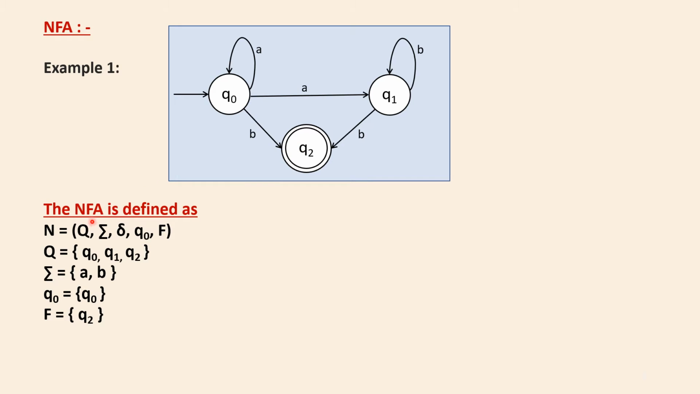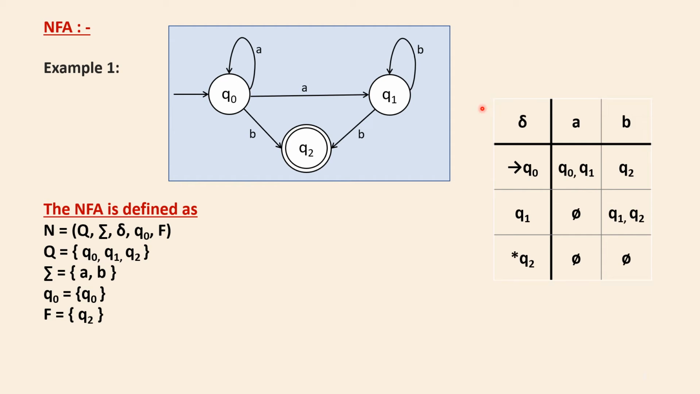This is the mathematical representation. We have Q showing all the states, that is Q naught, Q1 and Q2. The input alphabets or the symbols are A, B, and Q naught is the start state and Q2 is the final state. Here we have the transition table for the diagram, where in the first column I have all the states, that is Q naught, Q1 and Q2. Q naught is the start state and Q2 is the final state. In the first row I have the input symbols A and B.